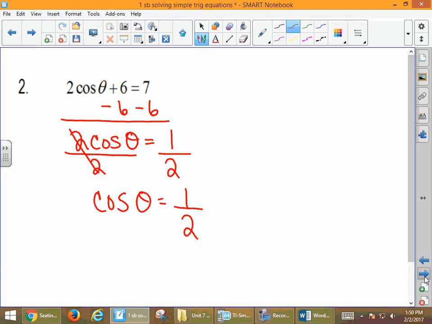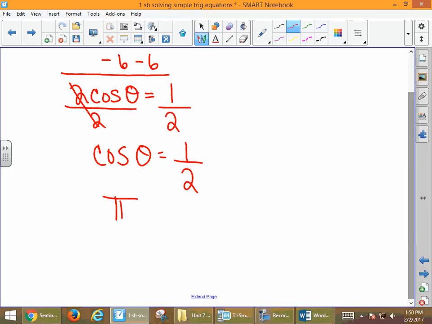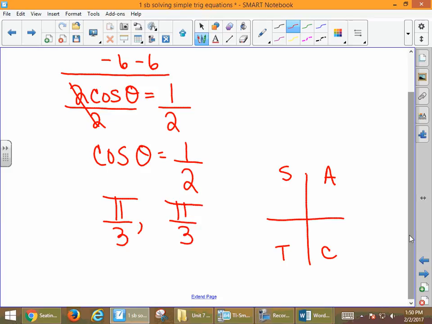A nice thing on this one is that cosine of theta is positive 1/2. What's our first quadrant angle for cosine of theta that equals 1/2? Pi over 3. Now, what other quadrant is cosine positive in? Fourth. Remember, all students take calculus. So then, again, it's pi over 3, but what's our pi over 3 angle in the fourth quadrant? 5 pi over 3.